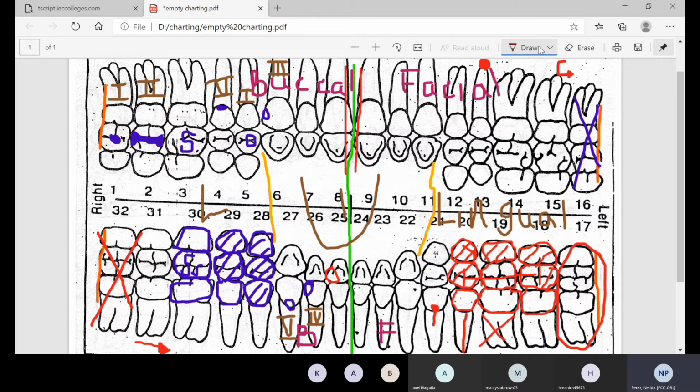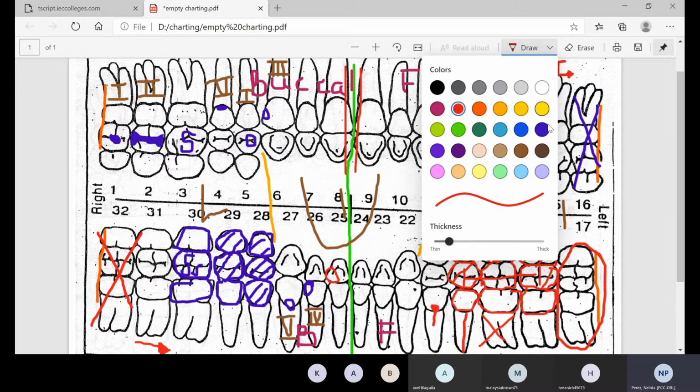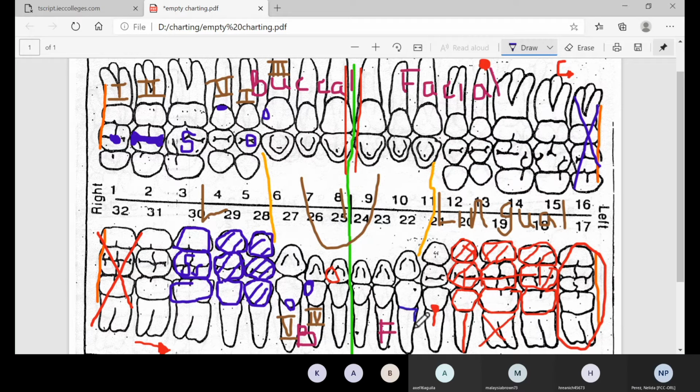Okay. Next symbol, it looks like this. Let me find a tooth. I'll put it over here. Okay. Who can tell me what this means? It's already done. Very good. And what does that represent? An implant. So this represents an implant.